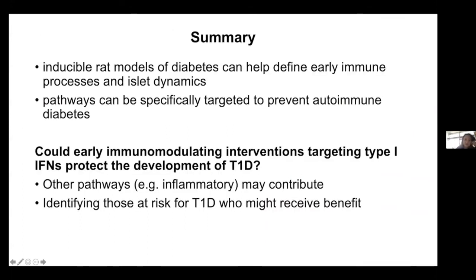So, just in summary, this is our inducible rat model, which we can use to introduce knockouts to try to understand important host factors in the development of autoimmune diabetes, and look at this time course of development and potentially identify pathways that we can target through therapeutics. And I'll show you the next slide.